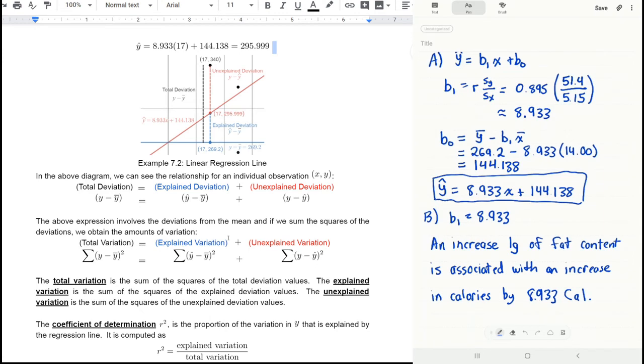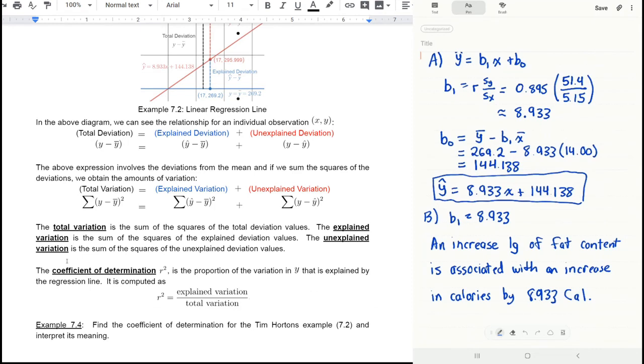So the total variation will satisfy this identity here. It says that the total variation is the sum of the squares of the total deviation values. The explained variation is the sum of the squares of the explained deviation values, and the unexplained variation is the sum of the squares of the unexplained deviation values.